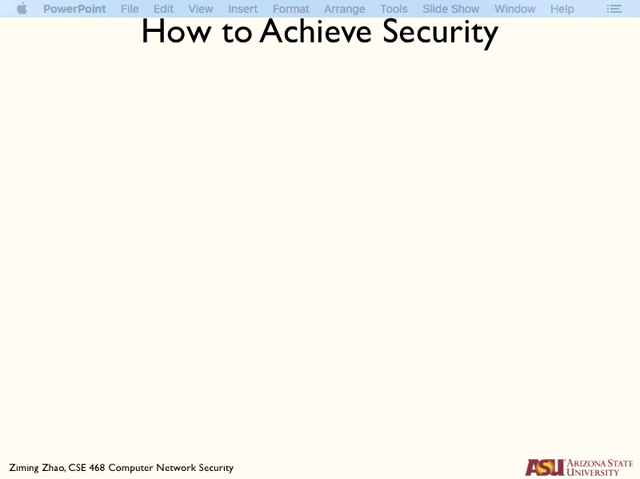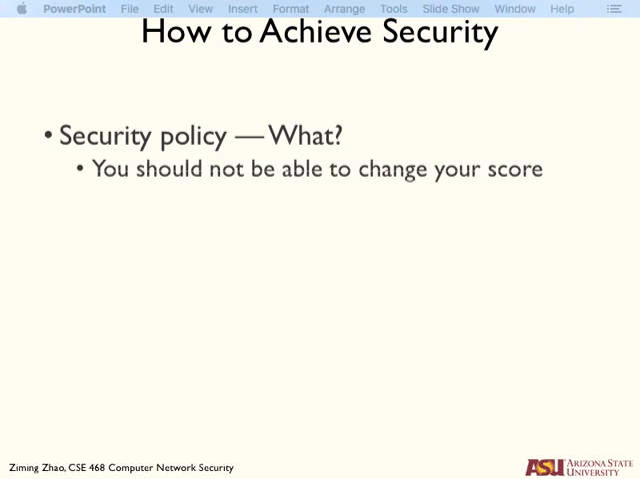So how can we achieve security? There are so many attackers out there, and they have so many advanced techniques. How can we really achieve security? Basically, there are two steps. We need to have security policies. We need to know what we want to achieve. For example, the policy in our Blackboard system is you are not supposed to change your score as a student. That is our policy. But we still need some mechanisms to enforce that policy.